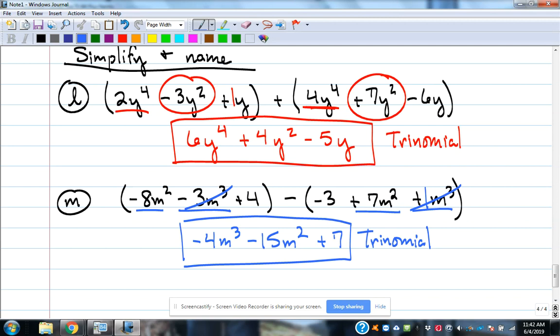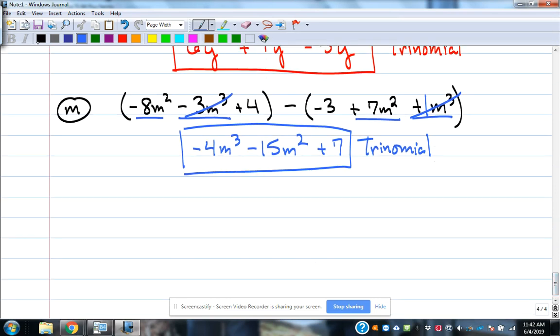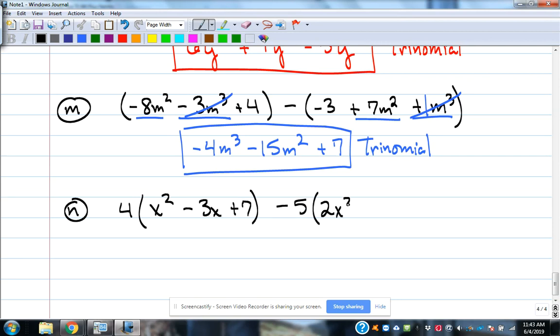The minus sign in the middle there, be careful of that. One more simplifying here. It incorporates a little bit of order of operations as well, just trying to pull things that we've done before into what we're doing now. So 4 parentheses x squared minus 3x plus 7 minus 5 parentheses 2x squared minus 8x minus 4. Order of operations would tell us that we need to do parentheses, exponents, multiplication, division, left to right, and then do the adding and subtracting.